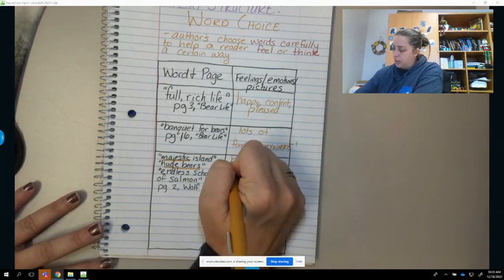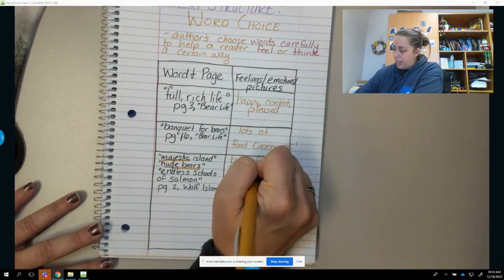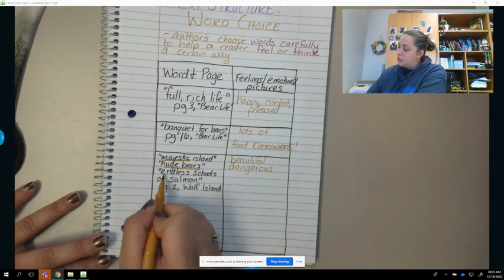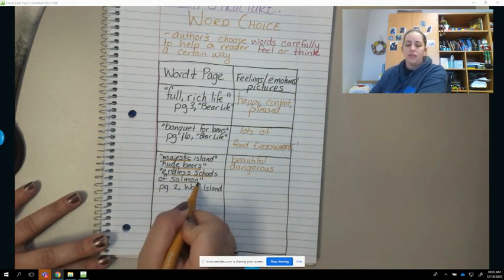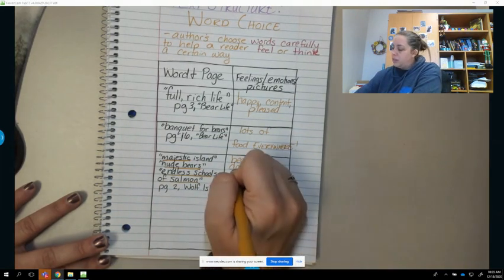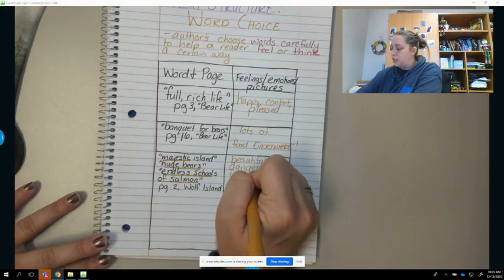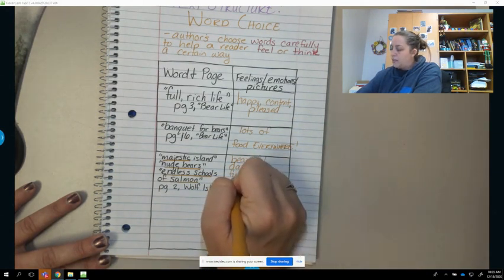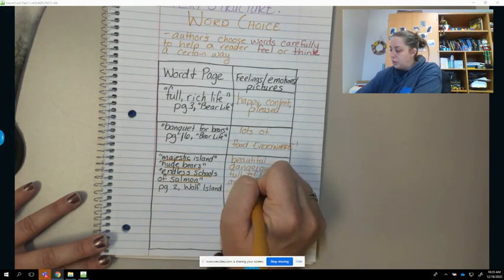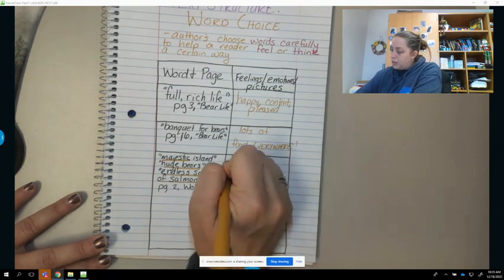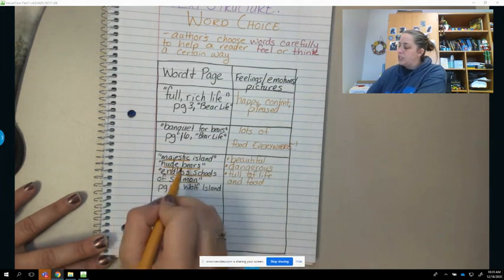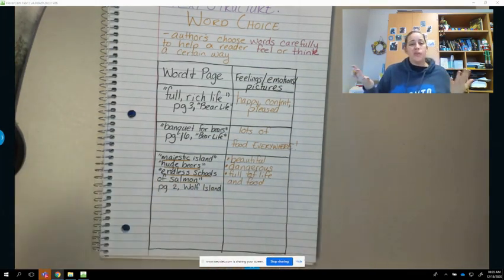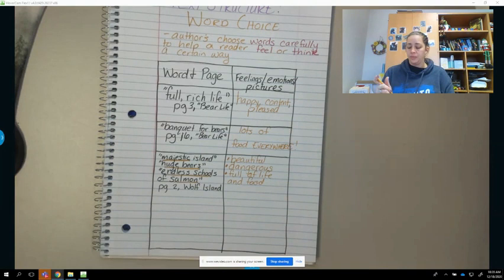They're what I would consider dangerous. And then this last one, the endless schools of salmon. They're full of life. Salmon is a type of fish. So they're full of life and food. So I have 3 different sections, majestic, huge bears, endless schools of salmon, and they mean 3 different things. That's all from just one page.